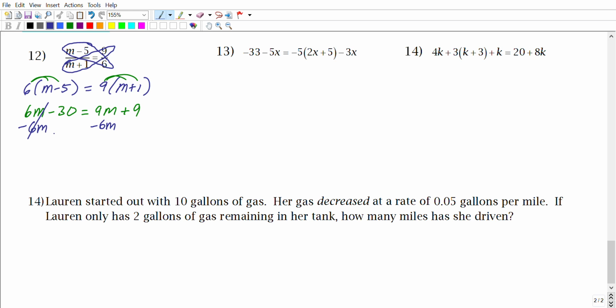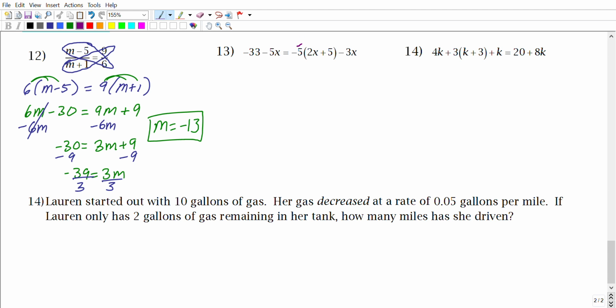Okay, so I get negative 30 equals 3m plus 9. Okay, I don't have any like terms anymore. All I can do now is continue with SADMAP. So I'm going to subtract 9. I get negative 39 equals 3m divided by 3. I get m equals negative 13. All right, cool.